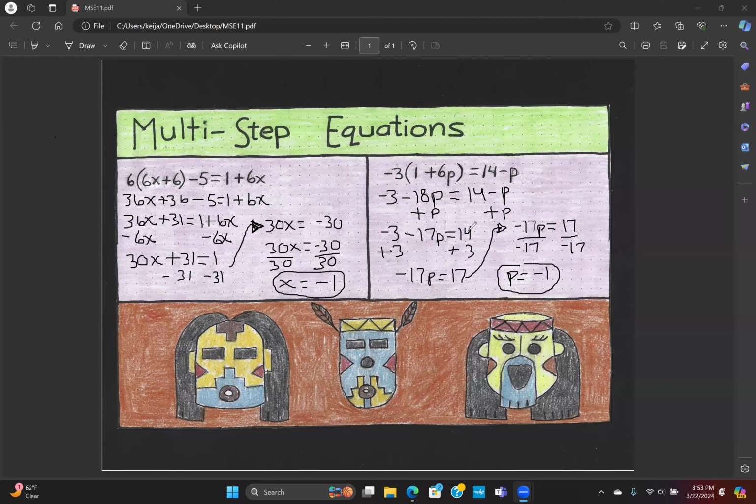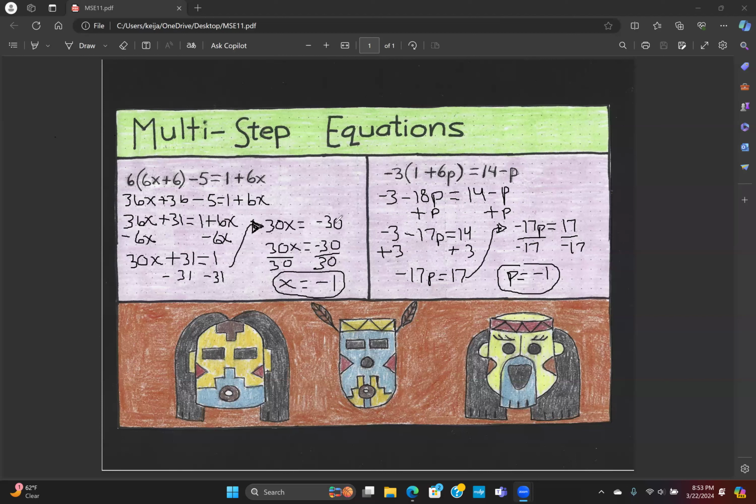And again, we're further getting variables on one side and numbers on the other side by adding 3 to both sides of the equation. And now we have right here a negative 17p is equal to 17. And when we divide both sides by negative 17, we find ourselves with p is equal to a negative 1.